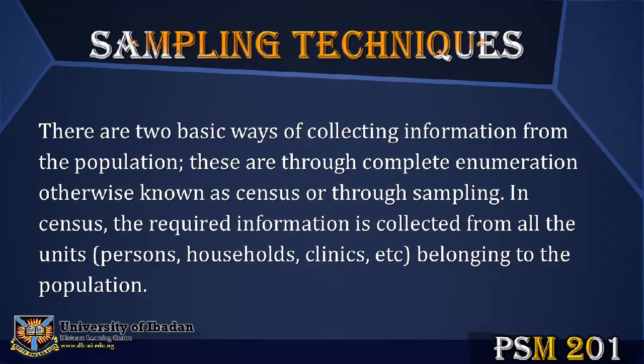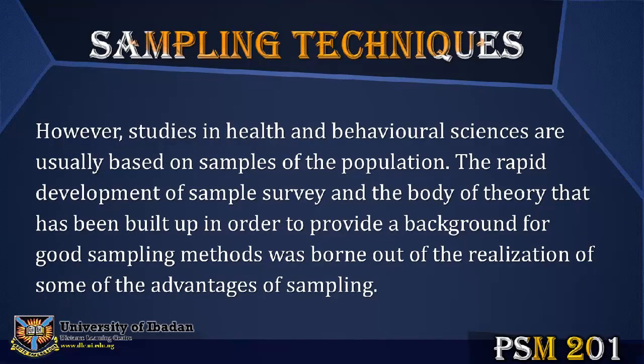These are through complete enumeration, otherwise known as census, or through sampling. In census, the required information is collected from all the units, persons, households, clinics, etc., belonging to the population. However, studies in health and behavioral sciences are usually based on samples of the population.